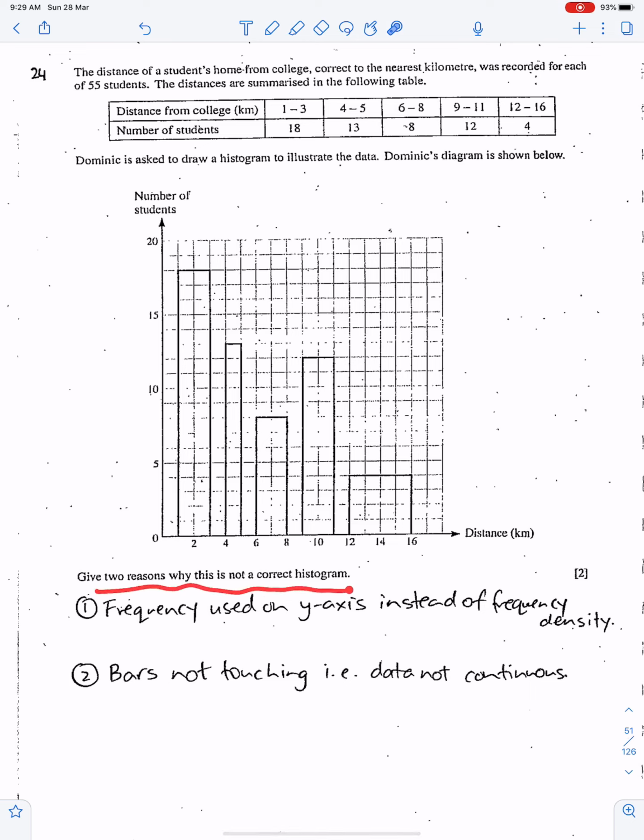Give two reasons why this is not a correct histogram. Because frequency is used on the y-axis instead of frequency density. That is the first wrong thing on this histogram, and the second wrong thing is bars are not joined. Bars are not touching, data not continuous.